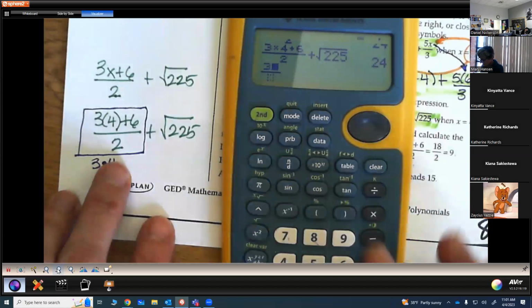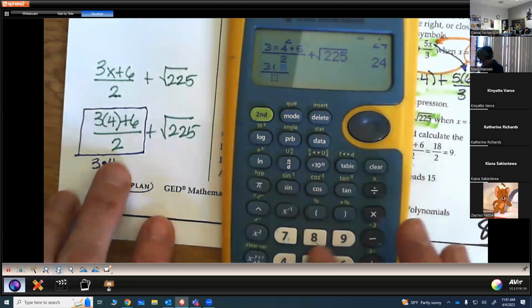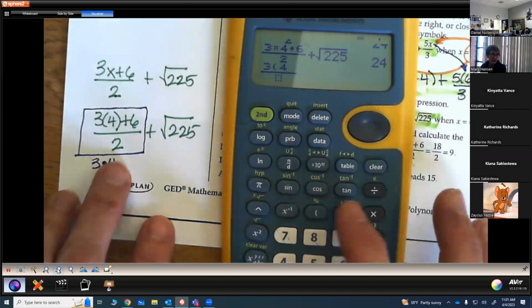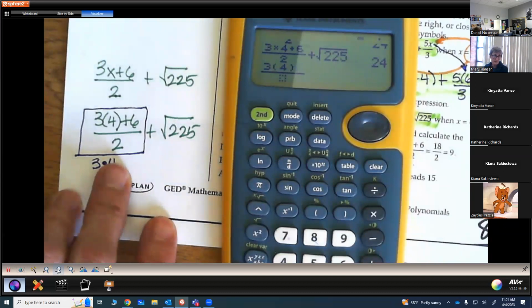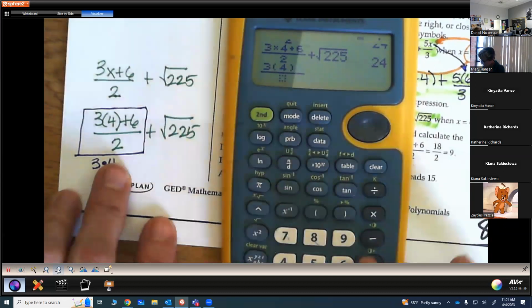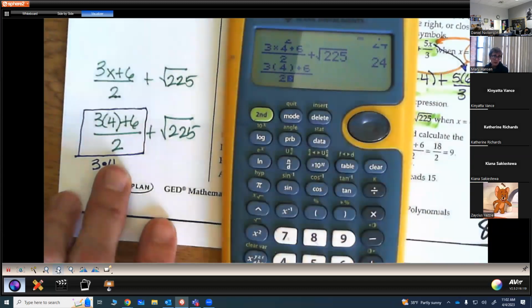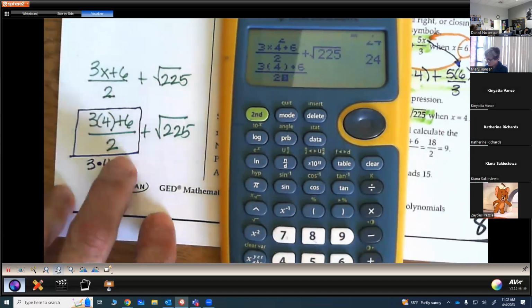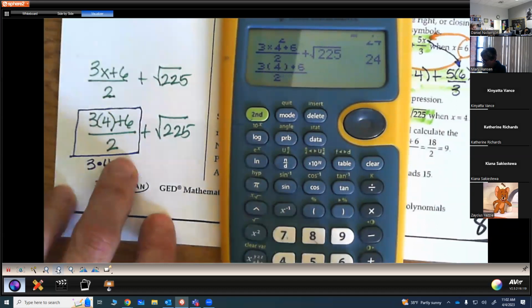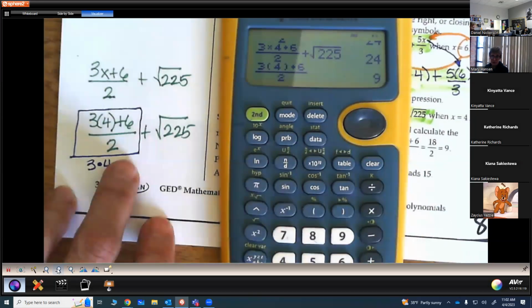And we're going to have 3 times 4. And you can do that as 3 in parentheses and then 4 in parentheses, or you can do 3x4 plus 6 over 2. Okay, we're doing exactly what we did before. We're only just going to calculate what's in this blue box. And if I press enter, you should get 9.